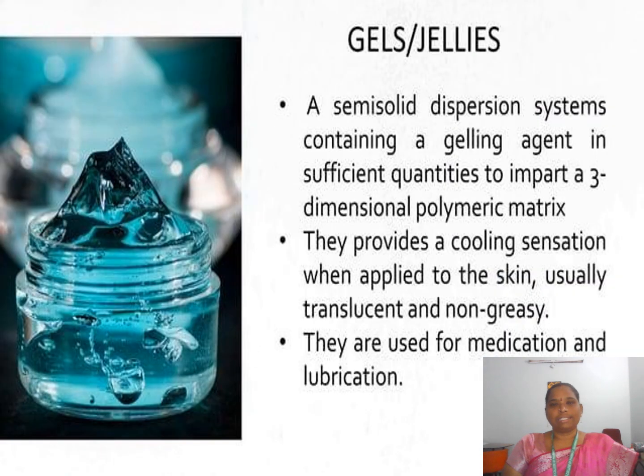So next one is gels or jellies. This is a semi-solid dispersion system containing a gelling agent in sufficient quantities to impart a 3D polymeric structure. Most of the water is present in this three-dimensional polymeric matrix. All gels and jellies provide a cooling sensation when applied to the skin, are usually translucent, and are non-greasy due to the presence of a larger amount of water. They are used for medication and lubrication also. Lubrication, for example, is when we are taking X-rays or scanning, they apply some gel. So that is an example of this.